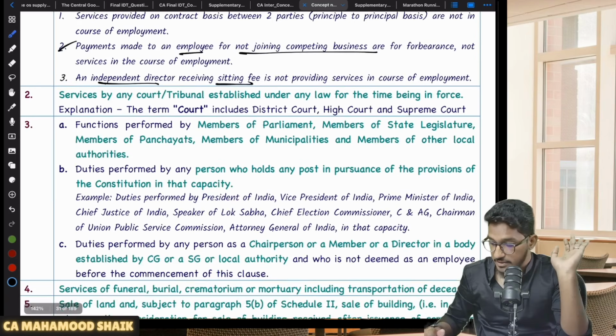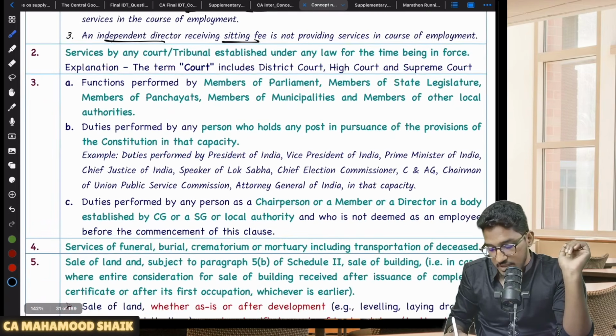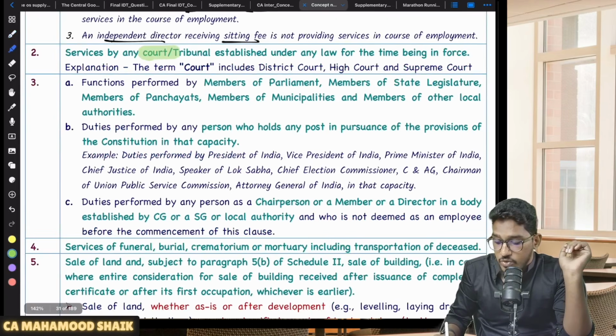Right. Next. Not just that, one more activity which will neither be considered as supply of goods, not even considered as supply of services is services by any court or tribunal.